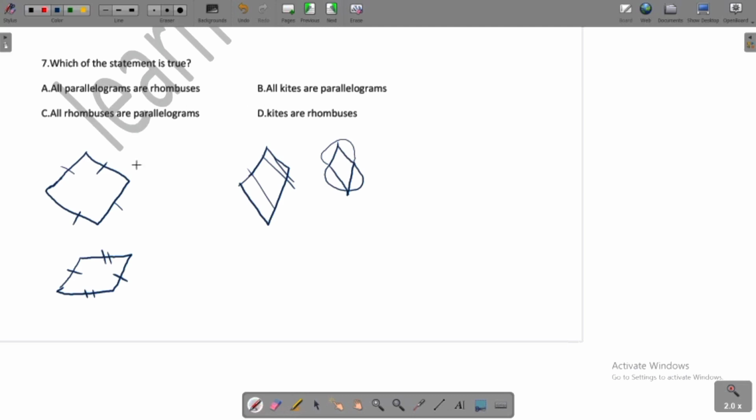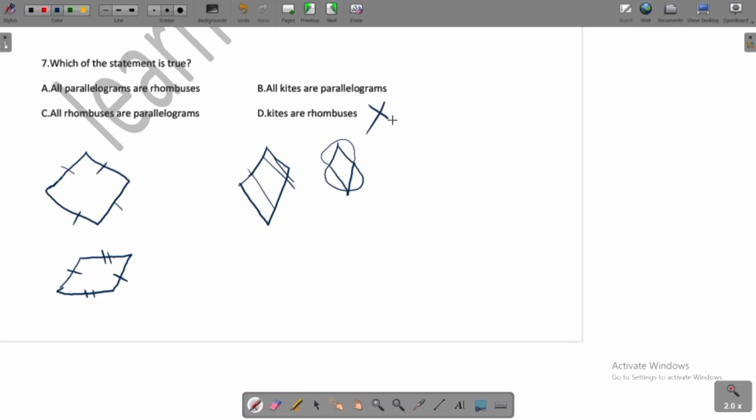But for a rhombus, all four sides are equal. So this shows that kites are not rhombuses. It means that this option is not correct, because kites are not rhombuses.